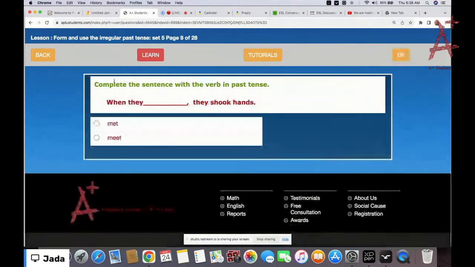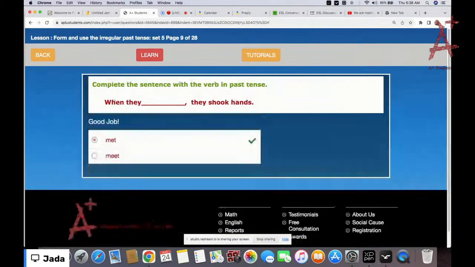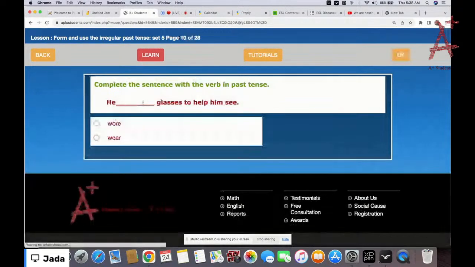Now when they dashed, they shook hands. So when they met, they shook hands. And then he dashed glasses to help him see. He what? He wore glasses or wear glasses? He wore glasses or wear glasses? Wore or wear glasses?